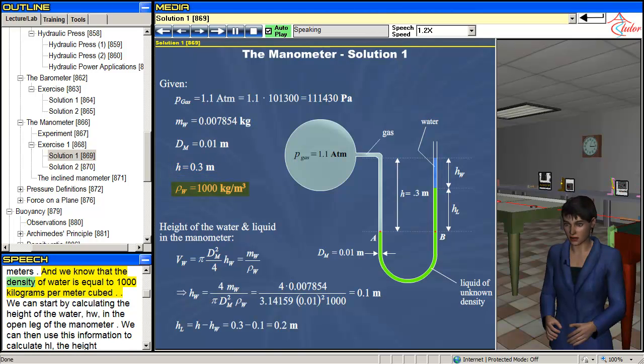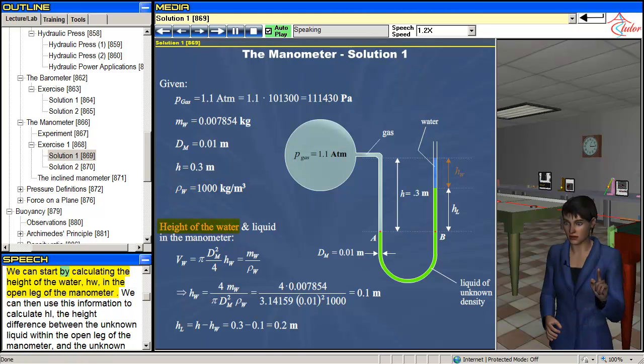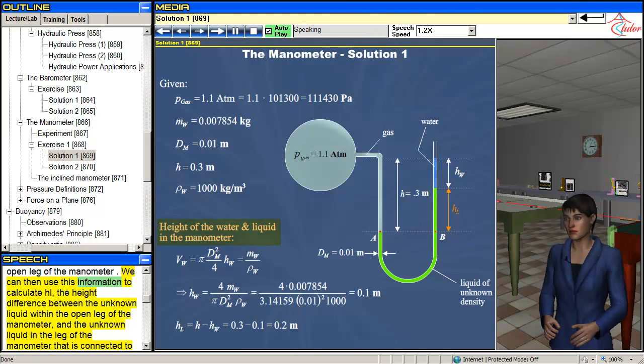And we know that the density of water is equal to 1,000 kilograms per meter cubed. We can start by calculating the height of the water, HW, in the open leg of the manometer. We can then use this information to calculate HL, the height difference between the unknown liquid within the open leg of the manometer, and the unknown liquid in the leg of the manometer that is connected to the gas tank.